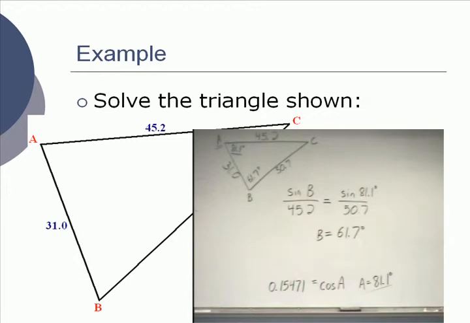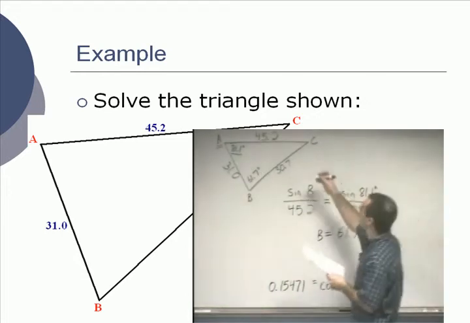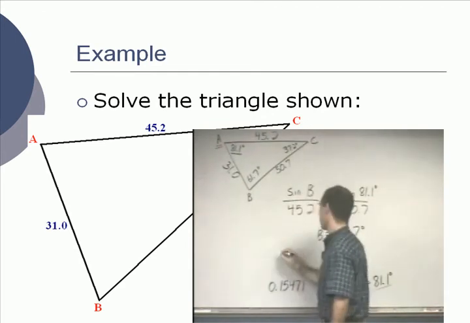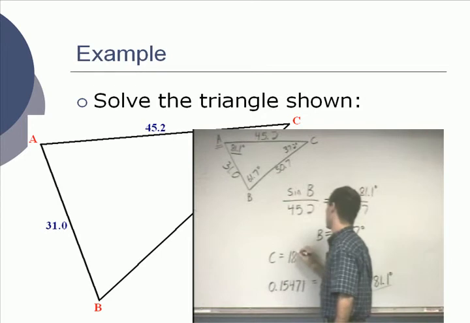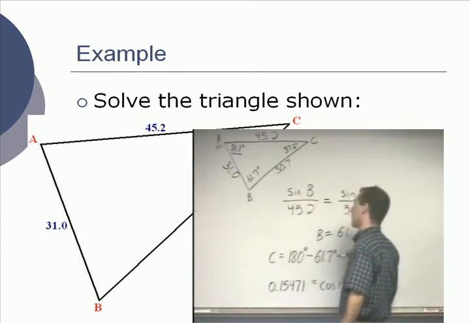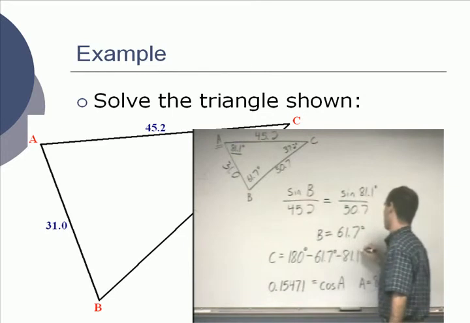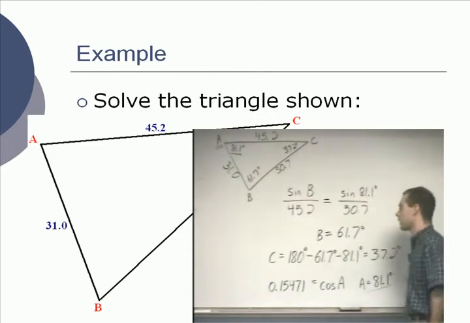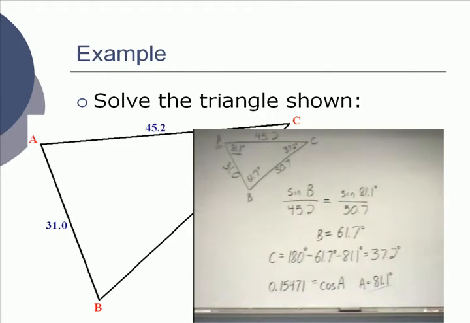That's two of the three angles. By subtraction, then, we can determine that the last one, angle C, is 37.2. And we found all three angles. And we're done.